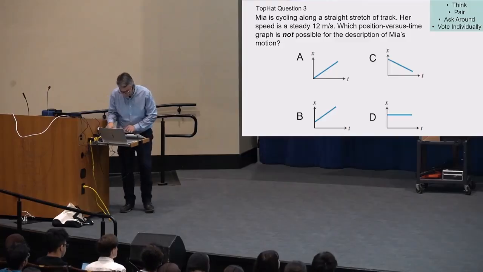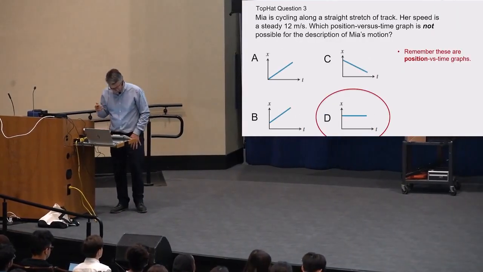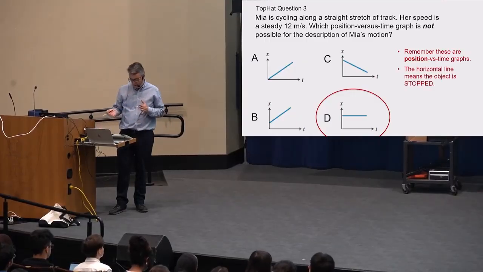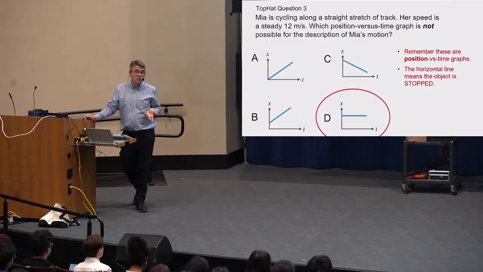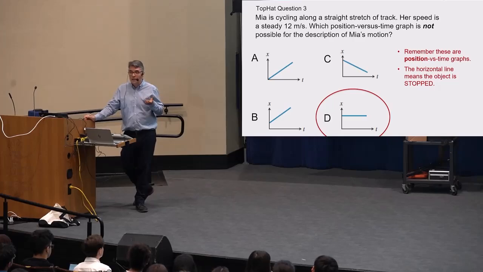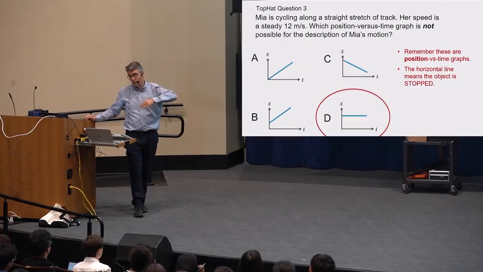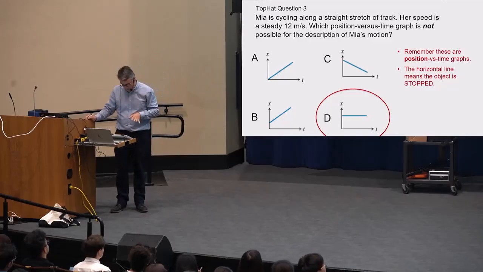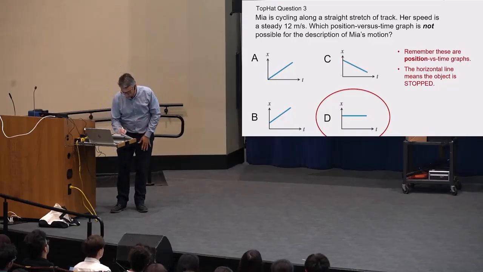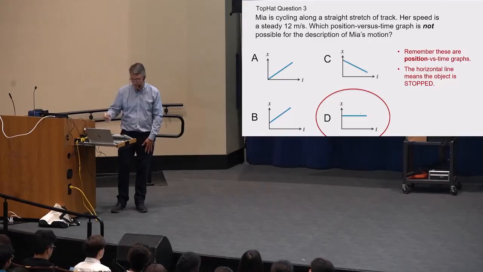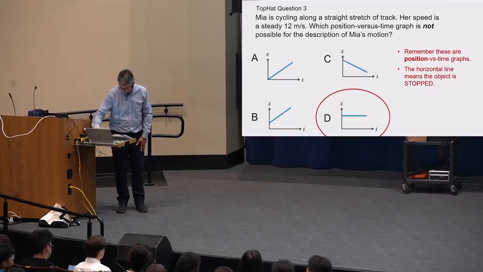So my reasoning here was that, remember, these are position versus time graphs, and you weren't told what direction Mia is going. So speed is kind of like the magnitude of the velocity. It means just how fast you're going, and it's always a positive number. But you could be going towards the origin, you could be going away from the origin, you don't know. And some of these have you at a different position at time 0. What you can't be is stopped. The horizontal line means that it's not moving.